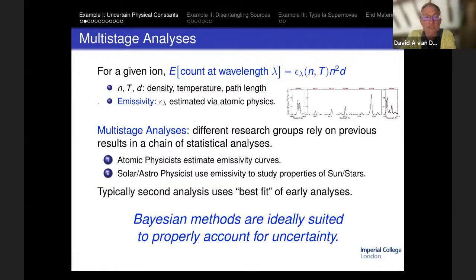The typical strategy is to use a best fit analysis. That is to say, take one value of the emissivity and treat it as known. But we're going to try to do something a little bit more sophisticated than that to account for the uncertainty in that stage one analysis. We're going to take a Bayesian perspective because Bayesian methods are particularly well suited for carrying uncertainty forward. So what might be a constant in a standard approach to this sort of analysis, we're going to replace with a prior distribution that has uncertainty. So a prior distribution on, say, the emissivities.